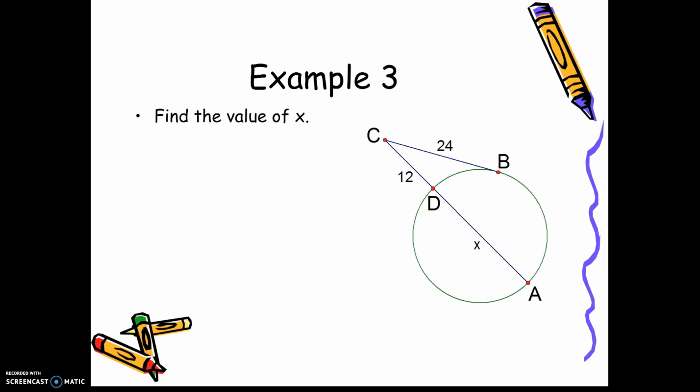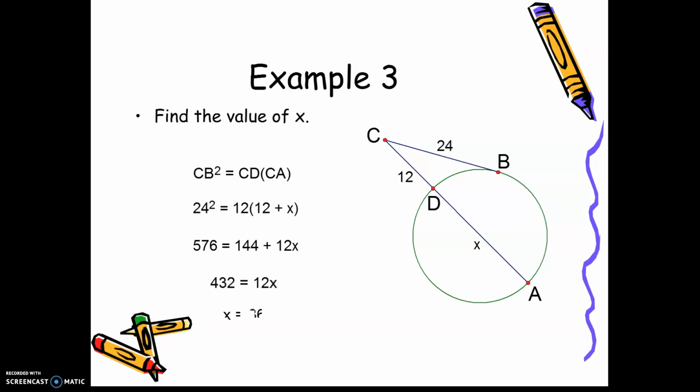Continuing on, example 3. This is where we have the tangent of 24. The tangent part is 24. And the secant is 12 plus x. So this is going to be 24 squared. The tangent squared is equal to the outside part times the whole thing. So we're going to get 576 is equal to 144 plus 12x. Solve that for x, and x equals 36.